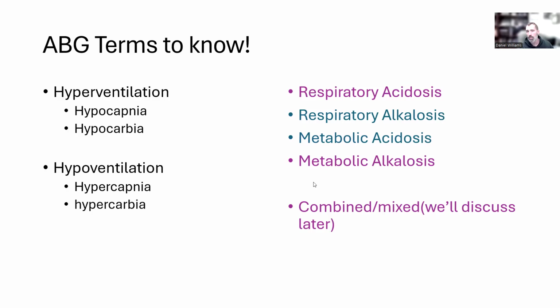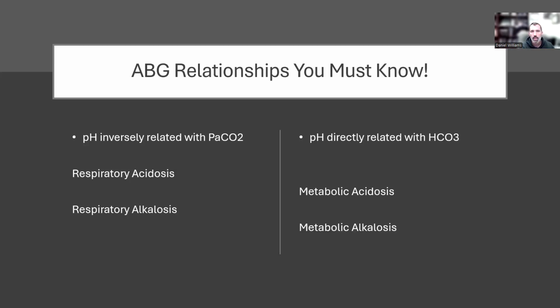That's why I've color-coded those, because I think that's helpful when you think about the degree of compensation or if there is compensation that occurs. And we'll talk more about that momentarily. But again, this is stuff we've got to know for the determination of arterial blood gas interpretation. So we'll transition to the next slide.